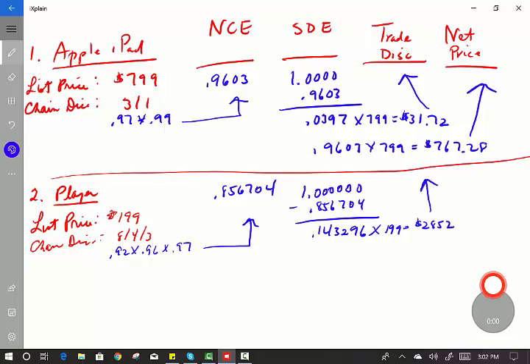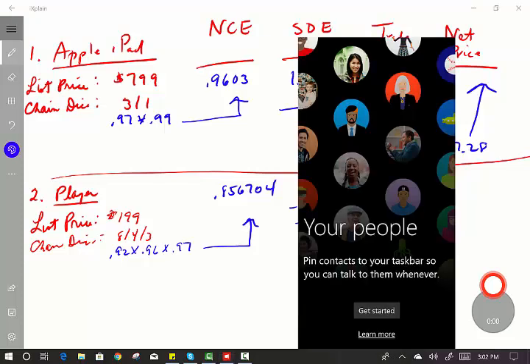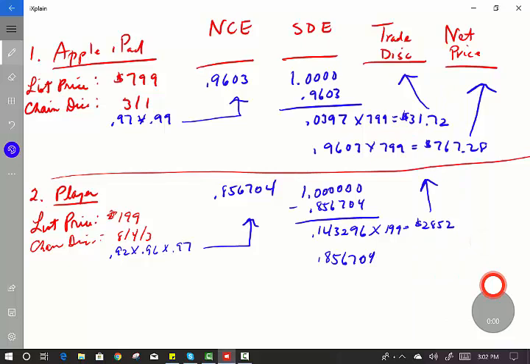That's the trade discount amount. And then to calculate the net price, I'm going to take the net cost equivalent of .856704 and multiply it times the list price of $199, and that will equal your net price of $170.48.